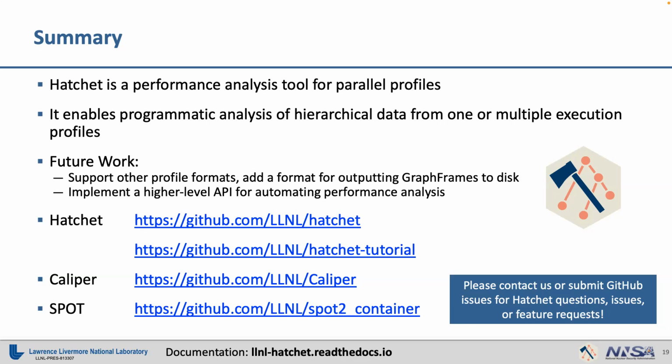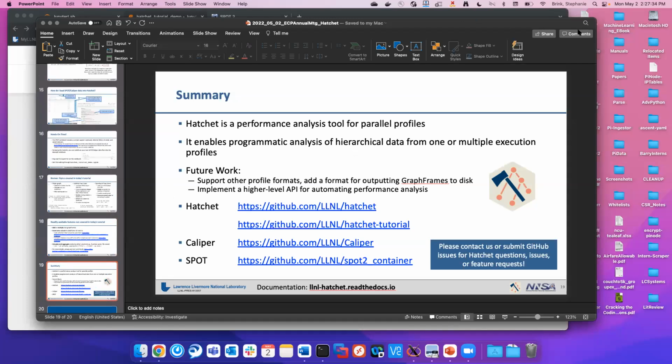We're also looking at a way to output our graph frames to disks because we're starting to try to read in larger and larger profiles and want to avoid needing to start over from scratch each time we come back to it. We're also working on a higher level API to do a lot of these general examples that folks have been asking for, so that will reduce the number of lines of code that you need to write to a single function that can do these particular things, such as speed up, as an example. And with that, that ends the Hatchet tutorial part.